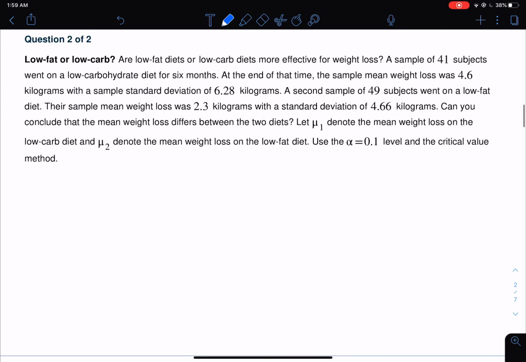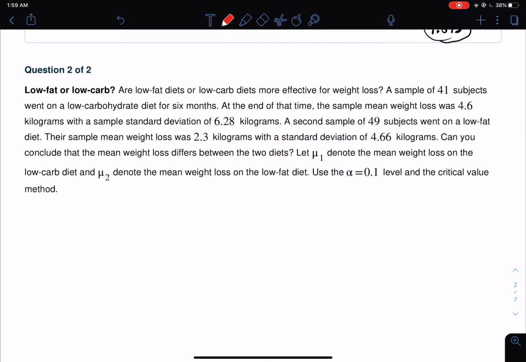Once again, organize your data the best you can. And it looks like we're doing a low-fat diet versus a low-carb diet. Are low-fat diets or low-carb diets more effective for weight loss? A sample of 41 subjects. Which one is this for? This is for the low-carb diet. So I'm going to say low carb. Low carb diet has a sample of 41 subjects.